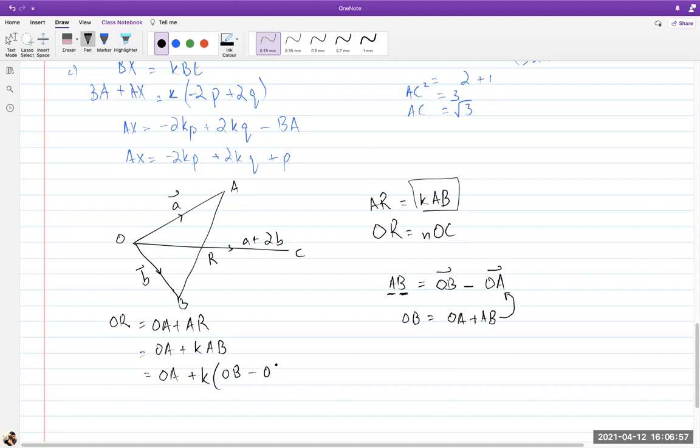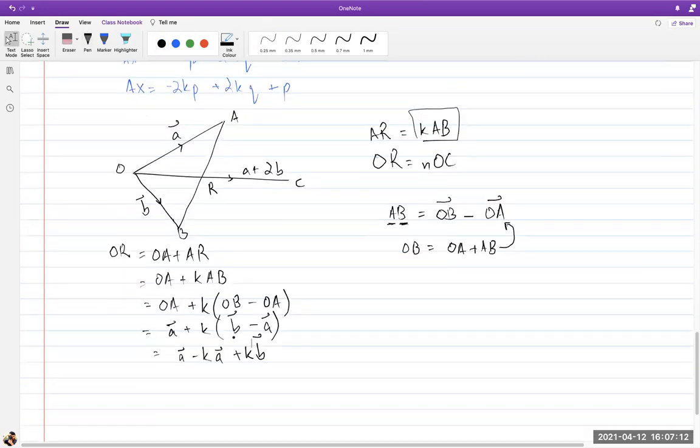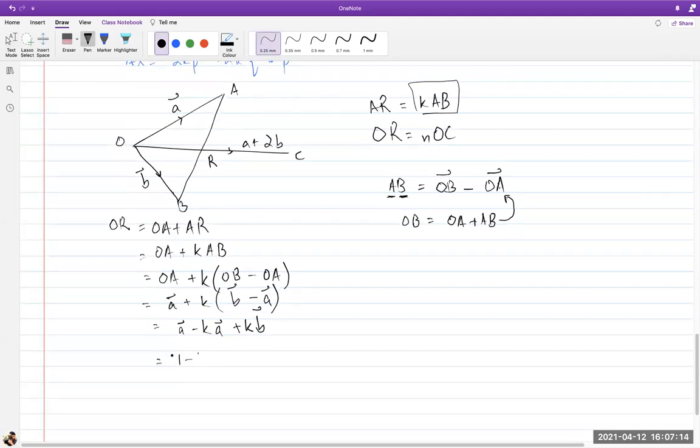So it's going to be OB minus OA. I already know what OA is. It is A. I already know what OB is. It is B. So now I have my answer. It is A minus KA plus KB. And this thing I can simply write as (1 minus K)A plus KB. And that's how I know.